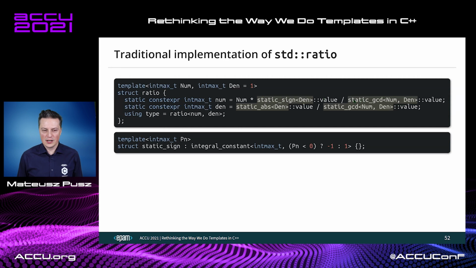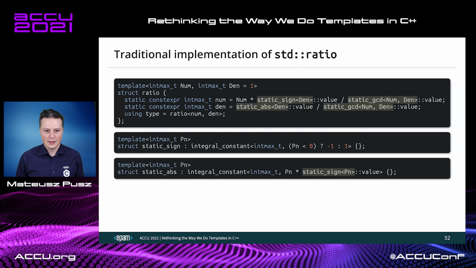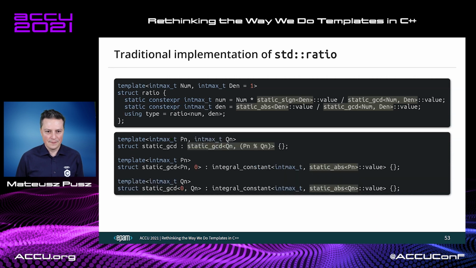And all of those are other class templates. Static sign is a class template. Static ABS is a class template, also using static sign in the implementation. Static GCD is another class template that works in a recursive way, and uses static ABS class templates again. As you can see, there are a lot of class template instantiations needed in order to calculate such a simple ratio, such a simple type here, which makes it slow to compile.